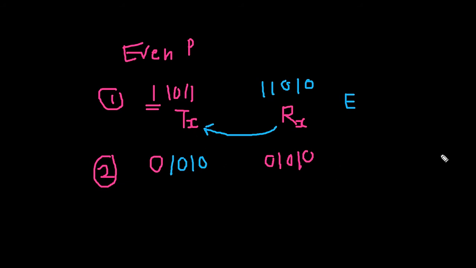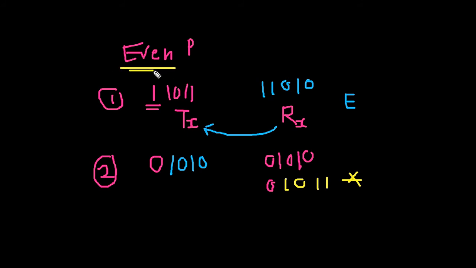But on the other hand, if the received data, for example, is 01011, then on computation of the parity the receiver will know that the parity comes out to be odd. So in this case the receiver will request the transmitter to resend the data because an error has occurred during the transmission. This is the concept of even parity.